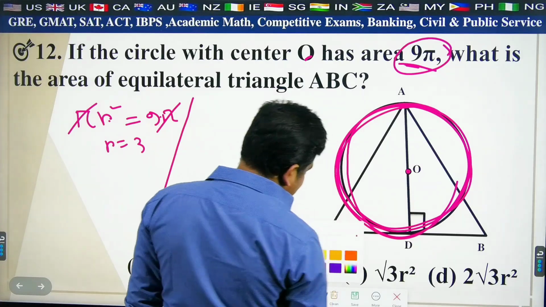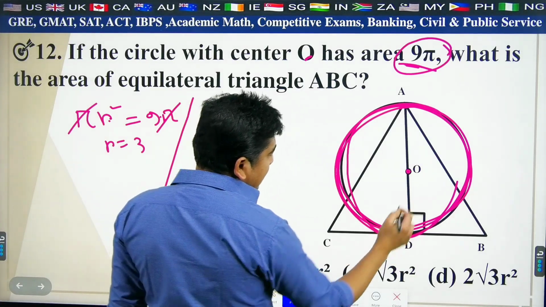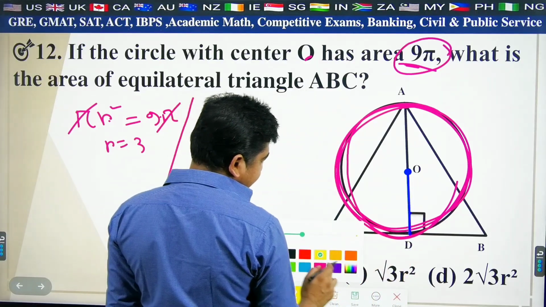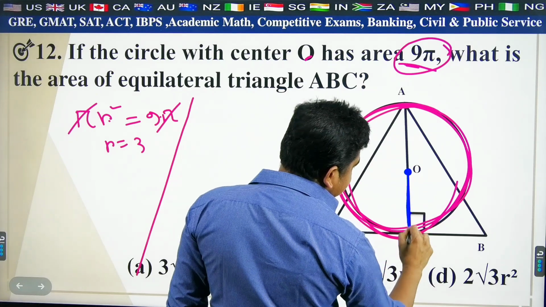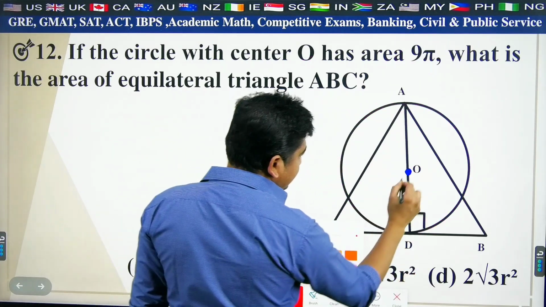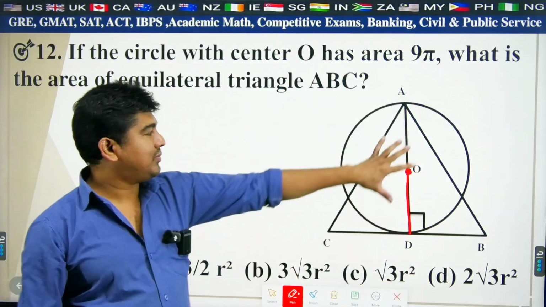So, r equals 3. What is r? R is the radius. This is the radius. This is the r, and this r is the radius of this circle.